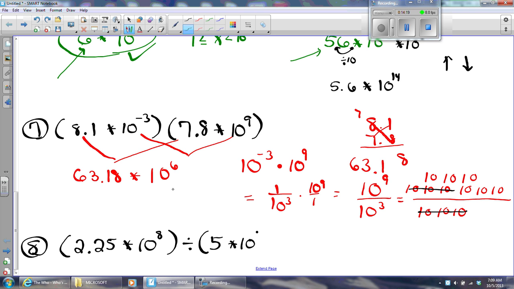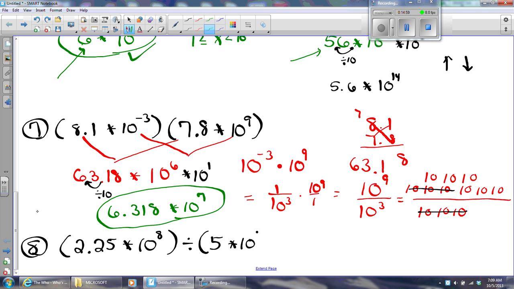The problem is this number here isn't between 1 and 10. It's too big. So I'm going to have to divide it by 10. But if I divide the decimal portion by 10, I will multiply that portion by 10. So now I know Gotham's going to ask me, well, what happens if you have to divide it by like 100 or 1,000? Well, then you would divide by 100 or 1,000 on the other portion of it. Yeah, because it cancels each other out. All right, 6.381 times 10 to the 7th. And there you go.